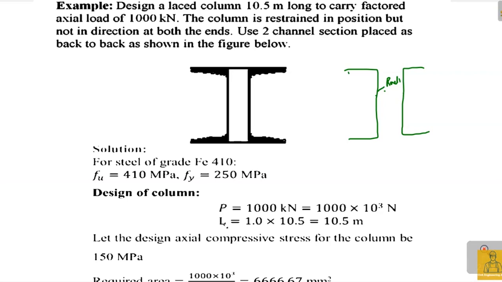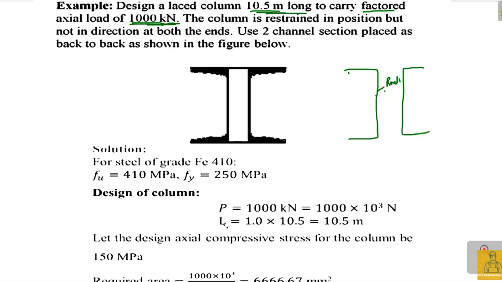Based on the conditions given, what should be the dimensions of the channel sections? How should I select them? So this built-up section has to carry 1000 kilonewton of load, and what is the length? 10.5 meter long, and this is the factored load. And what are the end conditions? End conditions are important in order to find out the effective length of the column, isn't it?